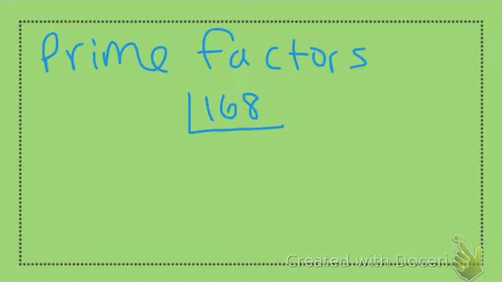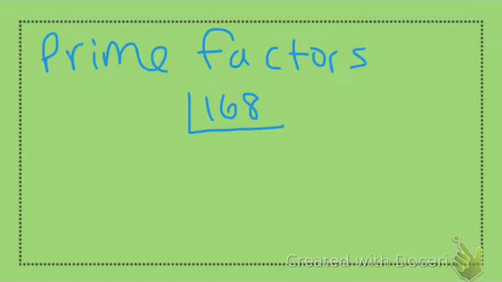So let's do 168. I know it's even, and I love 2. 2 is like the easiest one if I use 2 a whole bunch. Now, if you start with higher numbers that are prime, it actually makes your factoring go faster, but sometimes you don't know the higher numbers, so 2 is nice.